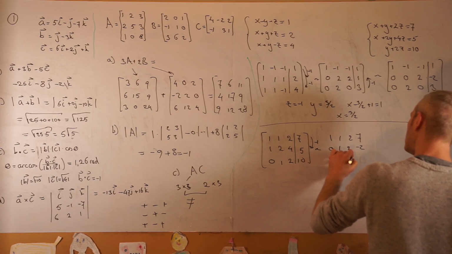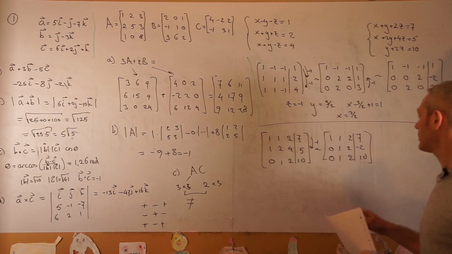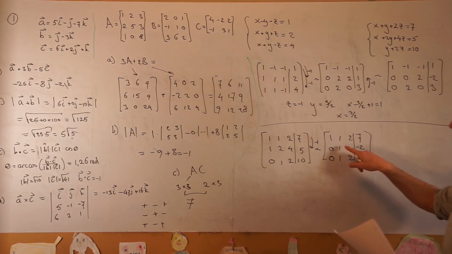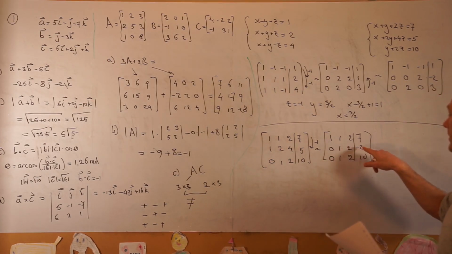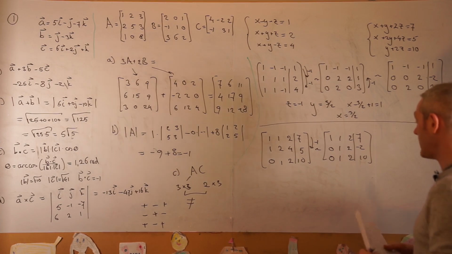And you can already see that the system is not consistent, because I have 1y plus 2z is minus 2 here, and it has to be 10 in this third row. Those can't both happen at the same time.